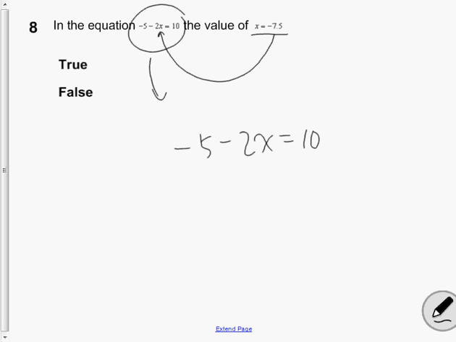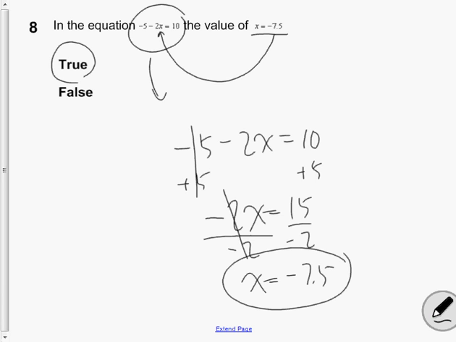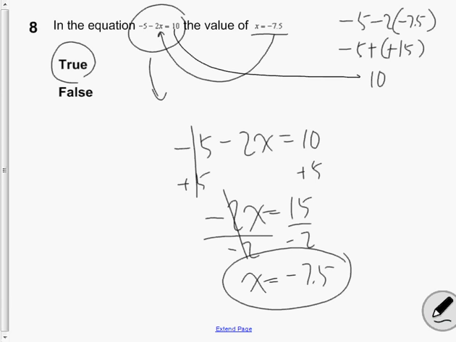I'm going to do it the algebraic way and just solve it and see if I actually get the same answer. So the first thing I do is get rid of my constant by adding 5. I get negative 2x equals 15. Divide both sides by negative 2, and I get x equals negative 7.5. So therefore, the answer is true. The other way you could have done that is just taken your equation and substituted negative 7.5 and simplified it to see if it is the same. I do get 10. So the answer could be true also through substitution.